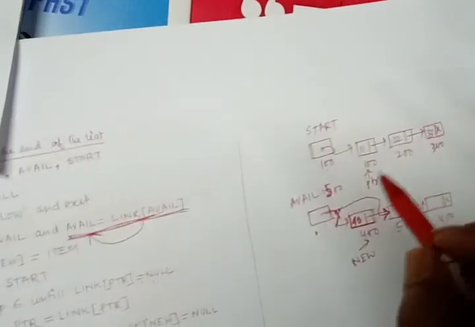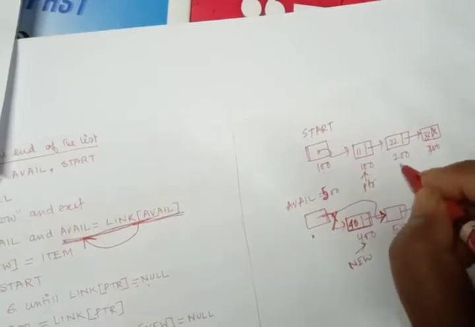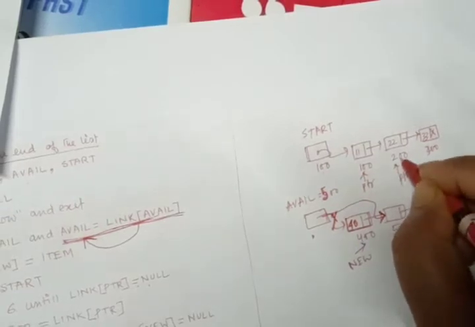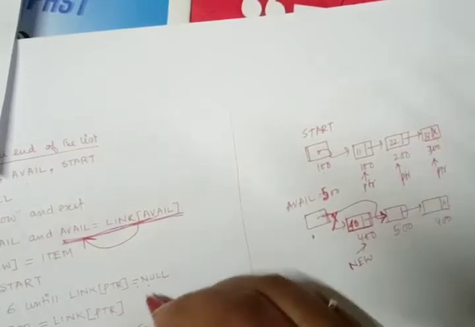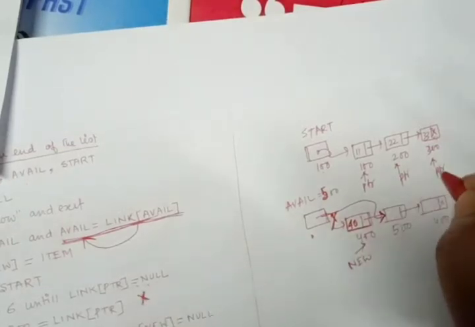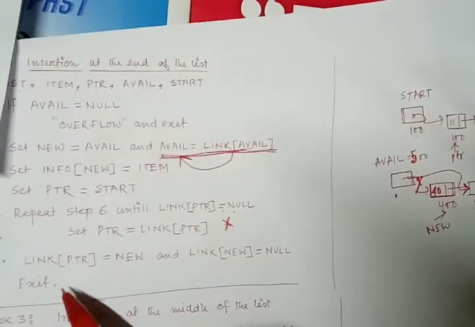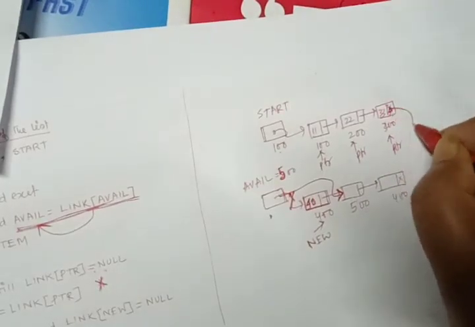Okay, in the ptr, here you see the value of ptr is 100, so it moves to the next block. ptr here is 200, so it moves to the next block. Now the link of ptr is what? Null, so we stop the execution. The value of link of ptr is null. We stop the execution, and here using this line, link of ptr equal to new. So that link of ptr is here. Link of ptr equal to new.